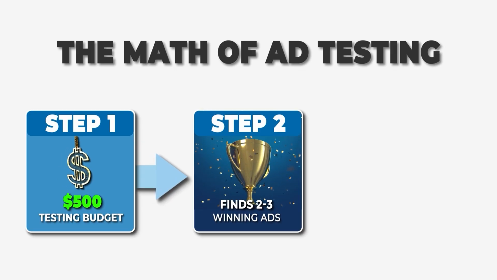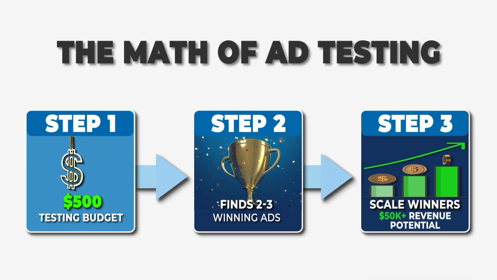Here's the math. $500 testing budget finds you 2 to 3 winners that scale to 50K plus in revenue. We've done this 12 times this year. It works. Here's a pro tip. Save your HeyGen templates. When you find a winning avatar and voice combo, you can swap scripts in 30 seconds for instant new tests.